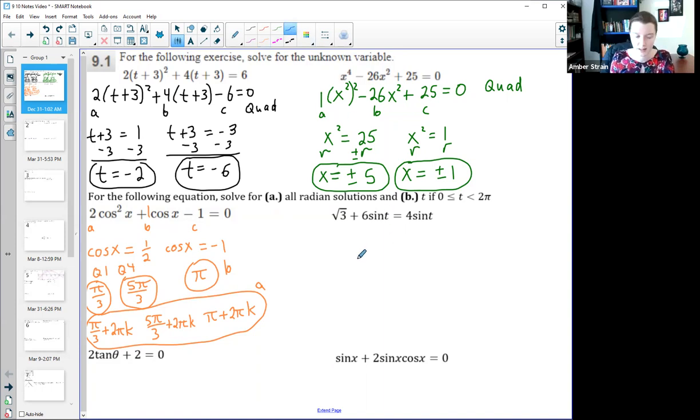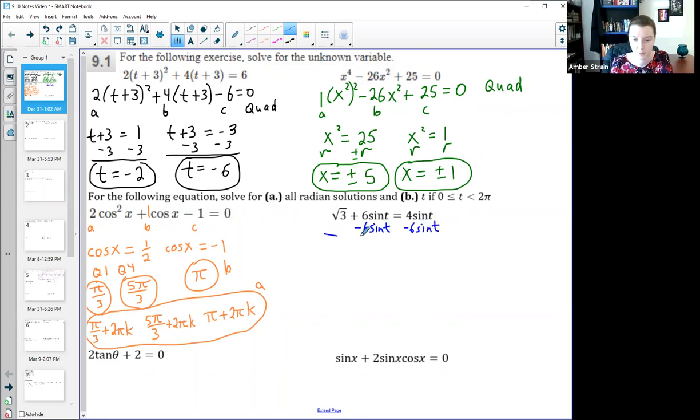Okay, let's try it again. I know it might not be super clear just yet. So this one, notice I don't have a quadratic, so it's not exactly like those last ones, but it's that same idea where I'm using sine as basically the variable. So if this were square root of 3 plus 6x equals 4x, we would know to solve it for x. It's the same idea. So we treat sine like our variable. So I'm going to get my sines together, because remember, I can't solve for a variable if it's in more than one place.